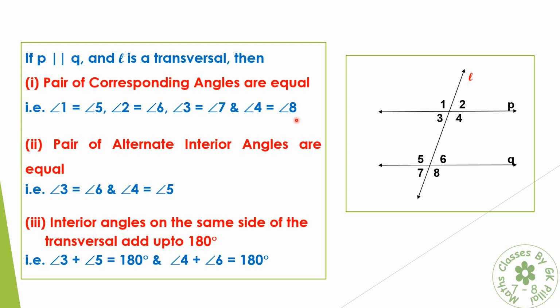The next one, the pairs of alternate interior angles are equal. 4 and 5, 3 and 6. These are the two pairs of alternate interior angles and they are equal. 3 equal to 6 and 4 equal to 5. The next one, interior angles on the same side of the transversal, and they add up to 180 degrees. 3 and 5, 4 and 6. 3 plus 5 equal to 180 degrees and 4 plus 6 equal to 180 degrees.